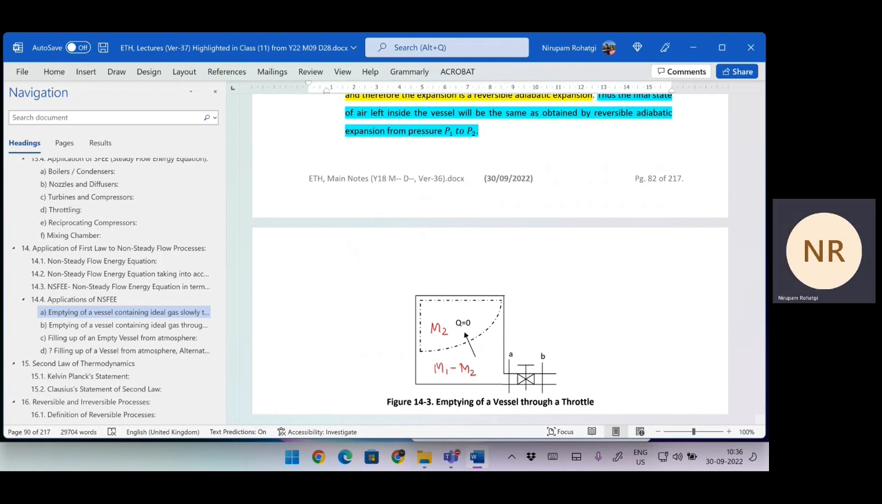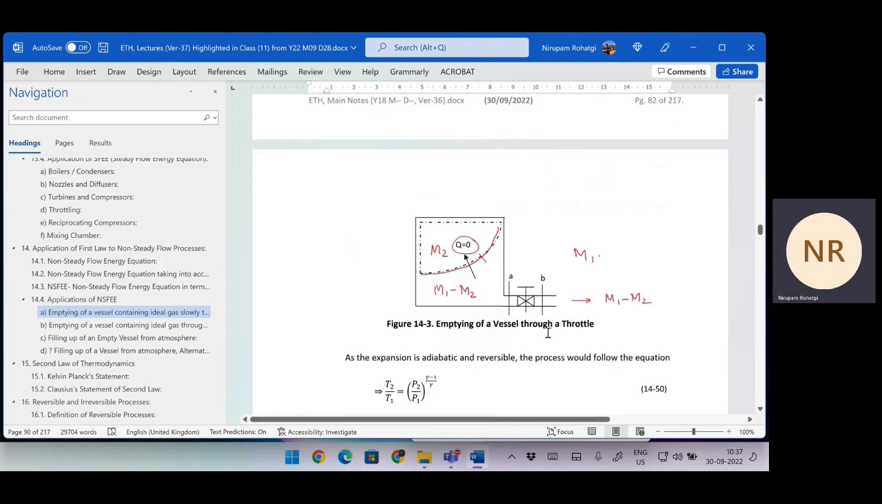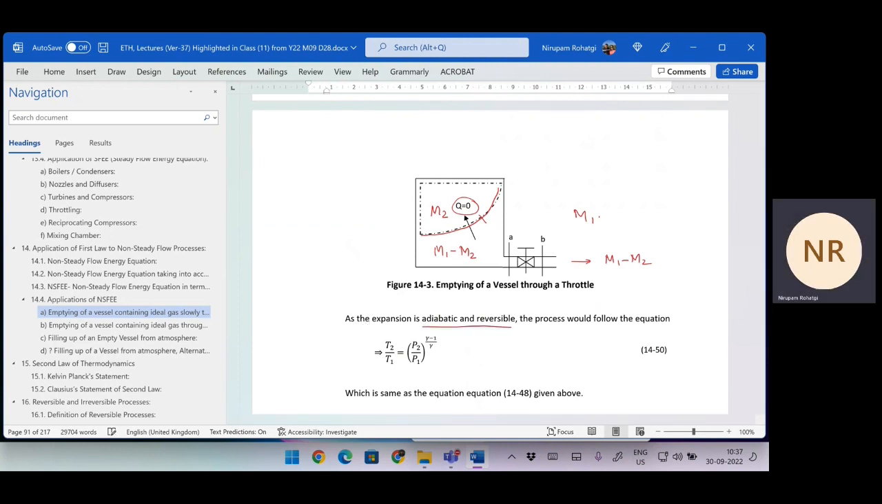Okay, so the total mass is M1, but we have divided that into two parts. Now this M2 will remain within the system and M1 minus M2 will come out. When you open the valve, M1 minus M2 will go out and M2 will remain within the system. Now you can assume that this is an imaginary boundary. And across this, there is no heat flow, because temperature is uniform everywhere. So there is no heat flow. So what is this expansion? You can say this is an adiabatic reversible expansion. Adiabatic, why? Because no heat is flowing into mass M2.